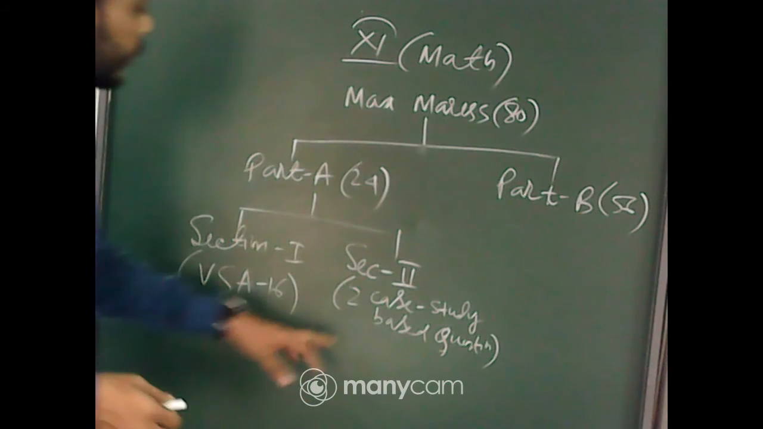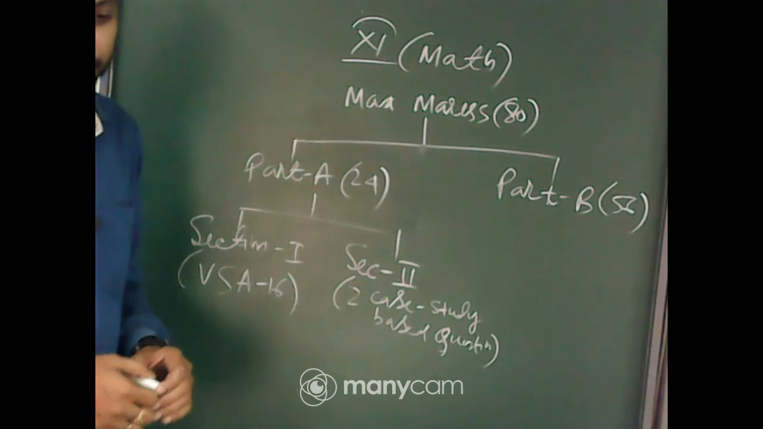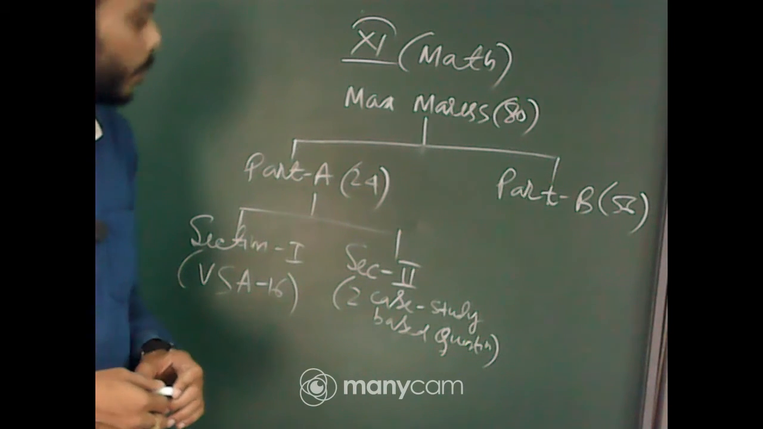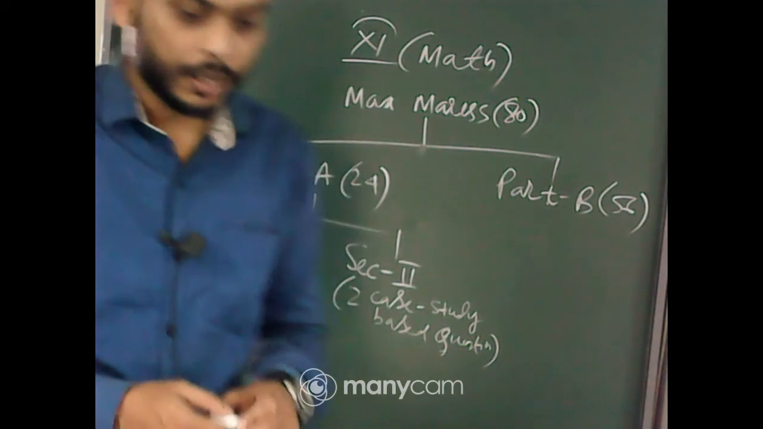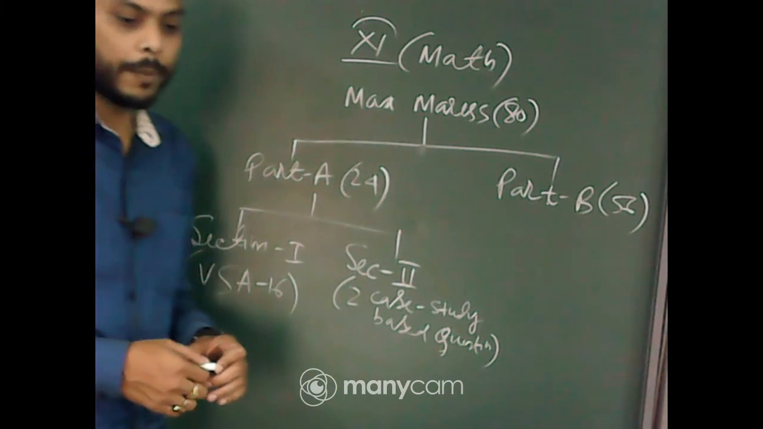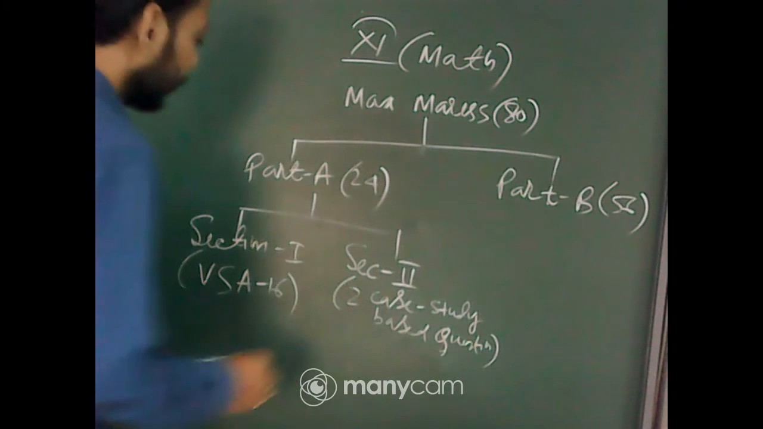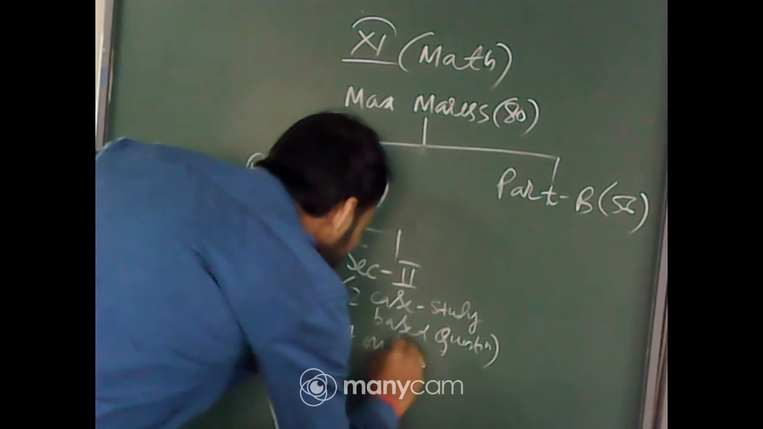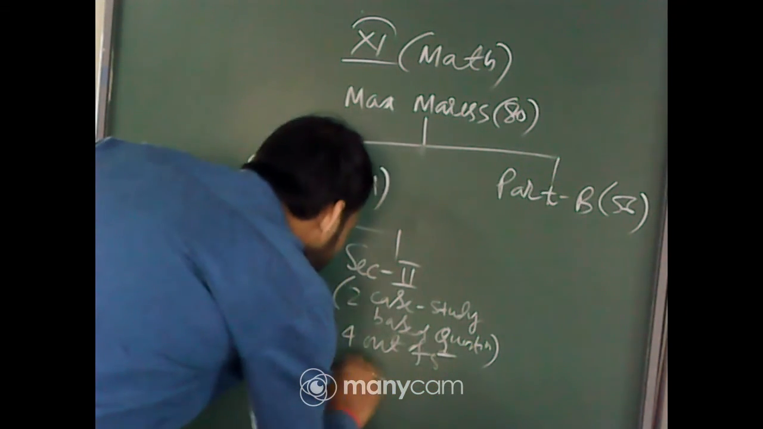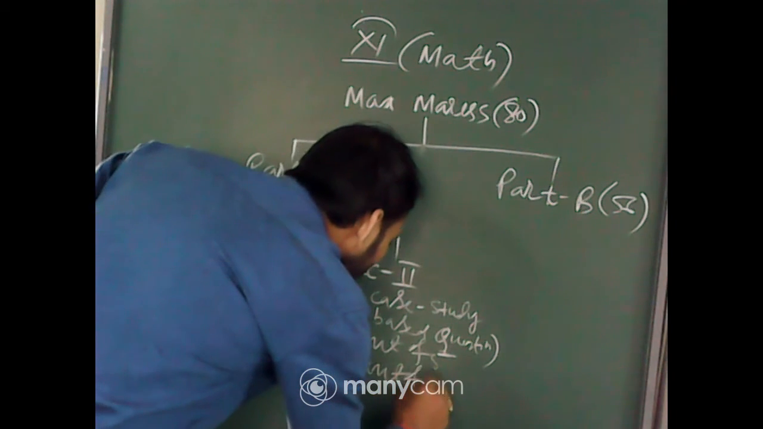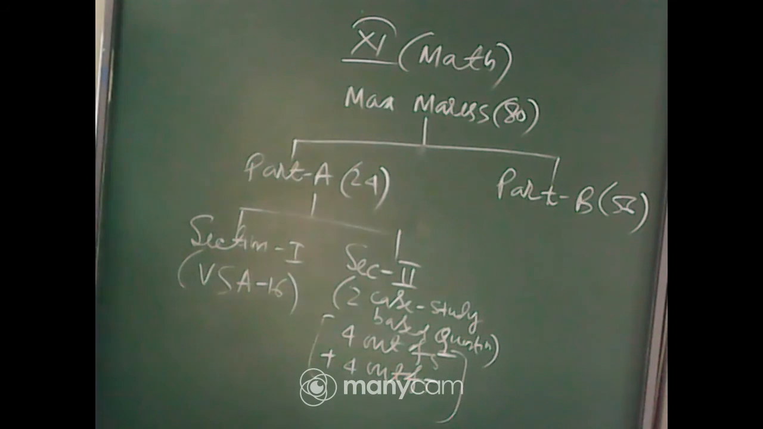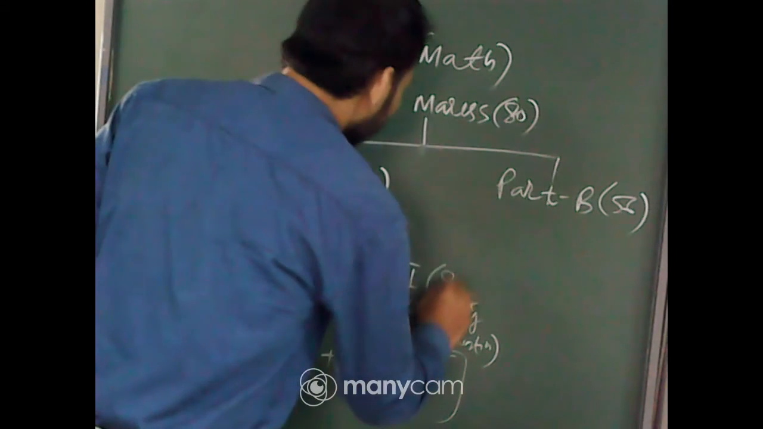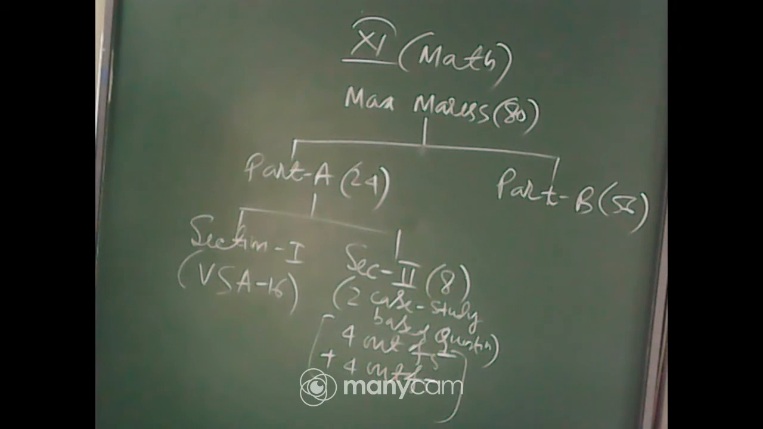Have you understood this portion, section 2, what I am saying? Two case study based questions, each comprising 5 MCQs. You have to do 4 out of 5 from the first one and 4 out of 5 from the second one, total 8 marks. So 16 plus 8, that is 24 marks, that is part A. Part A is done.